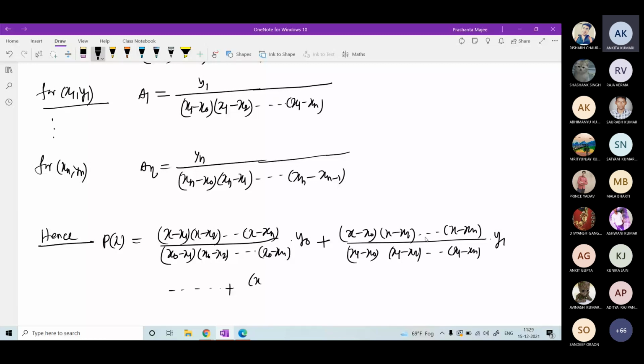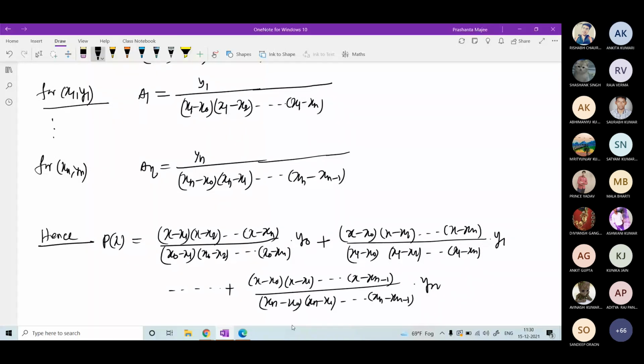The last term will be x minus x0, x minus x1 up to x minus xn minus 1, by xn minus x0, xn minus x1 up to xn minus xn minus 1, into yn. So this is the polynomial you are obtaining, passing through the points x0, y0, x1, y1 up to xn, yn. So you see, the derivation of the Lagrange interpolation is very easy.